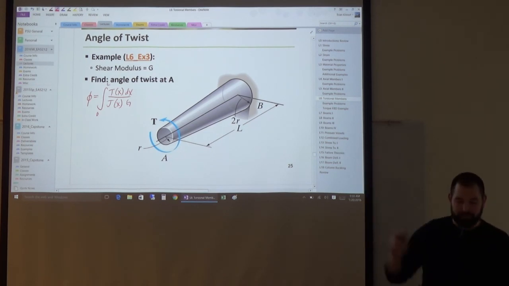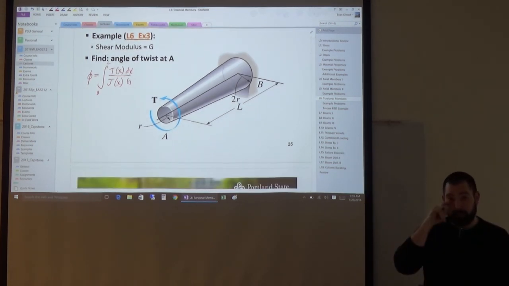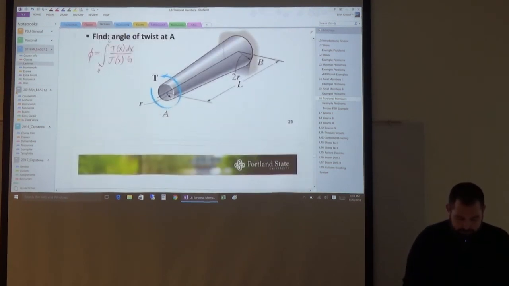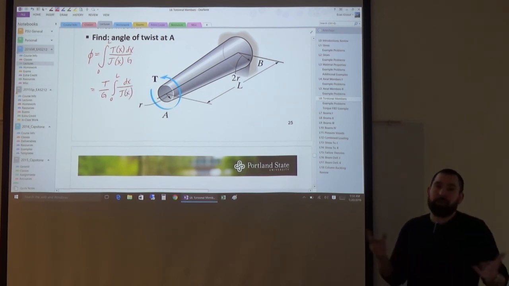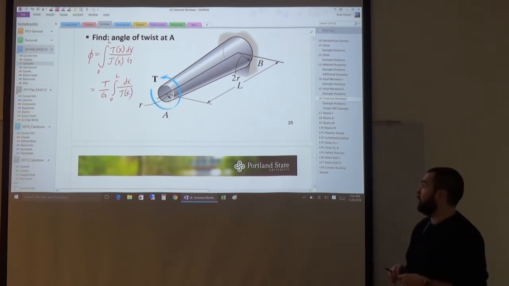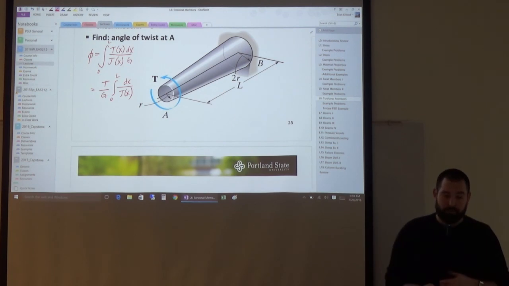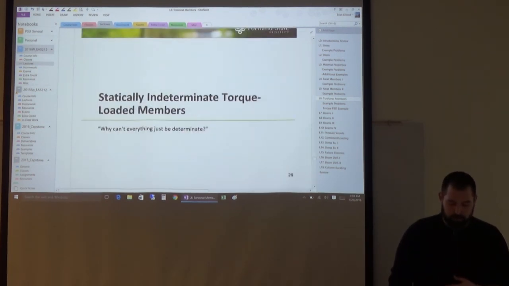For this specific example, the internal torque is going to be constant. G is always going to be constant. So I can rewrite this as equal to T over G times the integral from 0 to L of dx over J of x. All right, so a little bit of integration, nothing too difficult here. The example is fully worked out on YouTube.